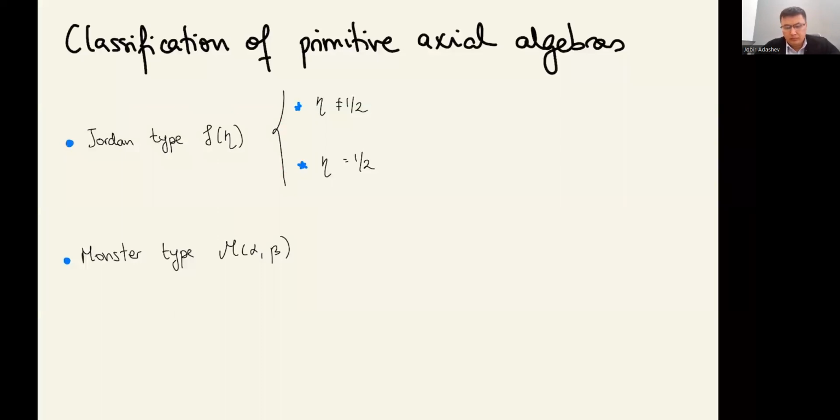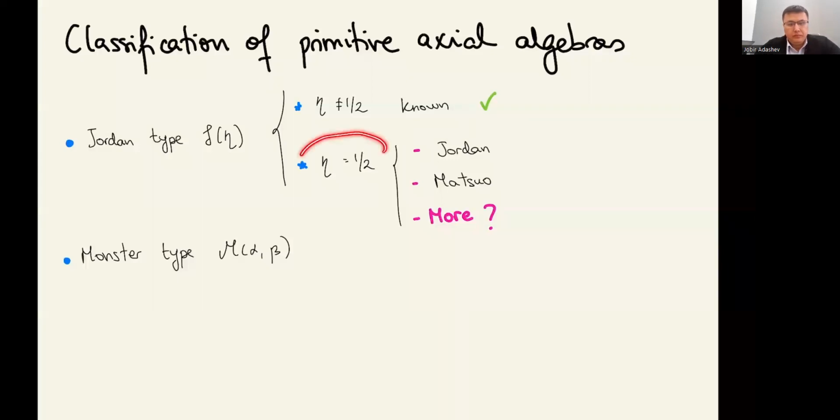So when the parameter eta is not 1/2, the classification is known, and this is thanks to the fact that we can associate the algebra to 3 transposition groups, which are also classified. So the classification comes from the classification of 3 transposition groups. But the problem comes when we have eta equal to 1/2.